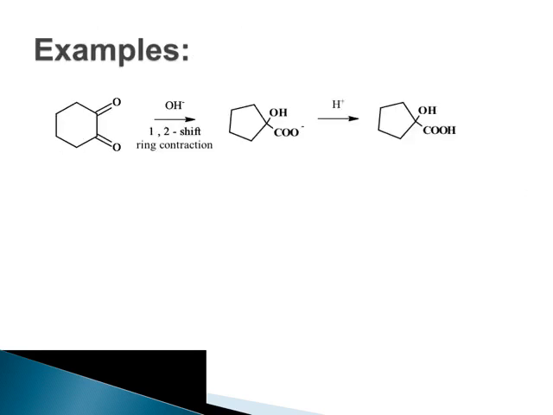So here is the first example for cyclic diketones. This is cyclohexadienone, where OH minus can attack any one of the carbonyl carbons, because again this is a symmetrical molecule.